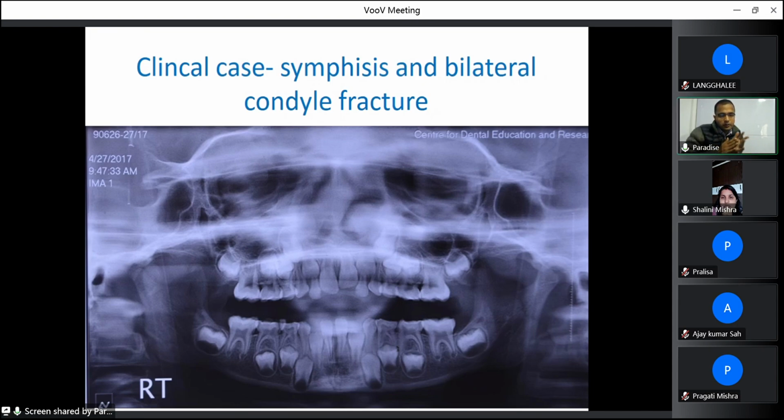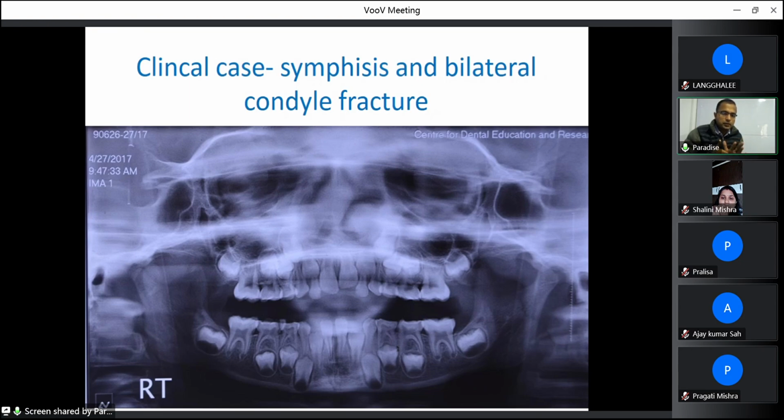Also, when you are operating the case, you have to operate the anterior fragment first, and only then the posterior fragment is addressed. In case of condylar fracture also, you have to fix the anterior fracture first, then only we can fix the condylar fracture. Because in the anterior region, even a 1 mm discrepancy will lead to malocclusion. The occlusion is very important. The functional function is very important. That's why you have to operate the anterior fracture first, followed by the condylar fracture.